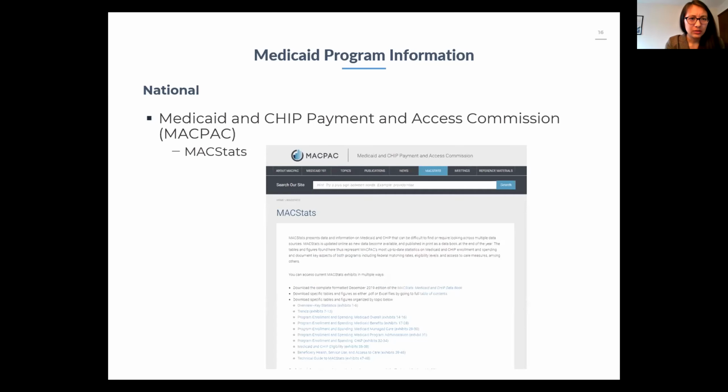The last resource I wanted to highlight was their MACStats report, and I pulled up the 2020 version. It's a 166-page report if you look at the complete Medicaid and CHIP data book. It's intended to combine data across different sources that might otherwise be hard to obtain, and some summary statistics. There's information on federal matching, eligibility levels, and access to care measures. The sections include key stats, trends, enrollment and spending, eligibility, beneficiary health, service use, and access to care. So that's a good resource as well.